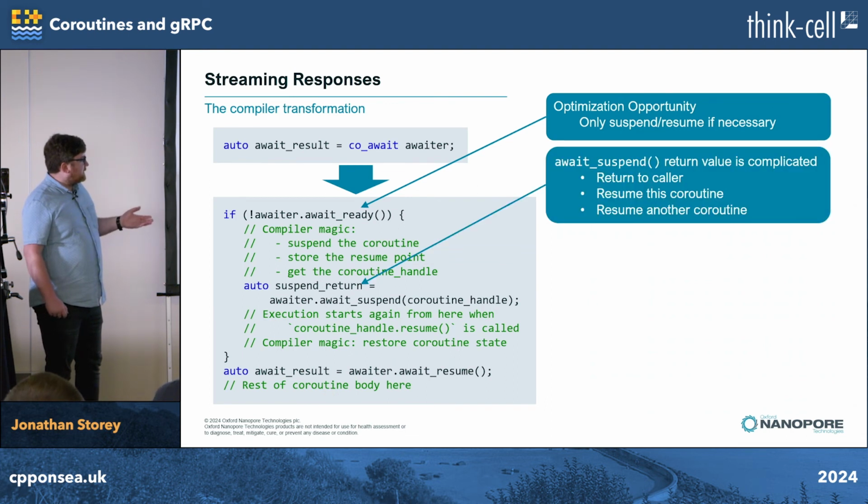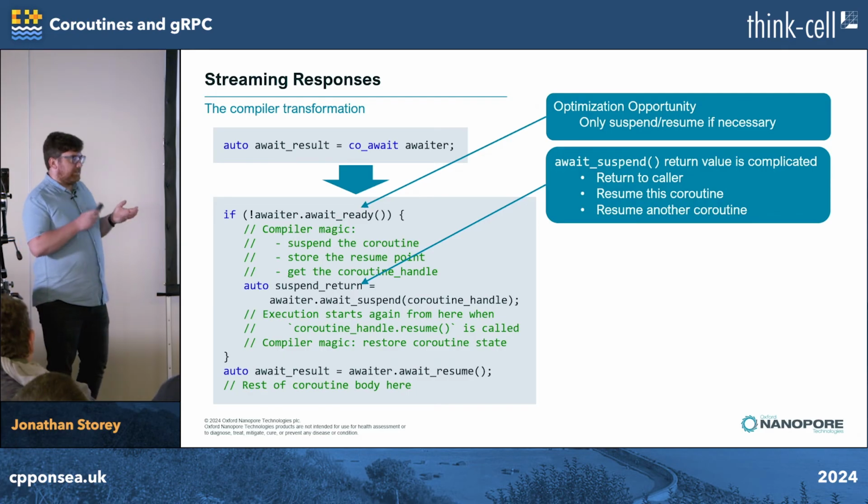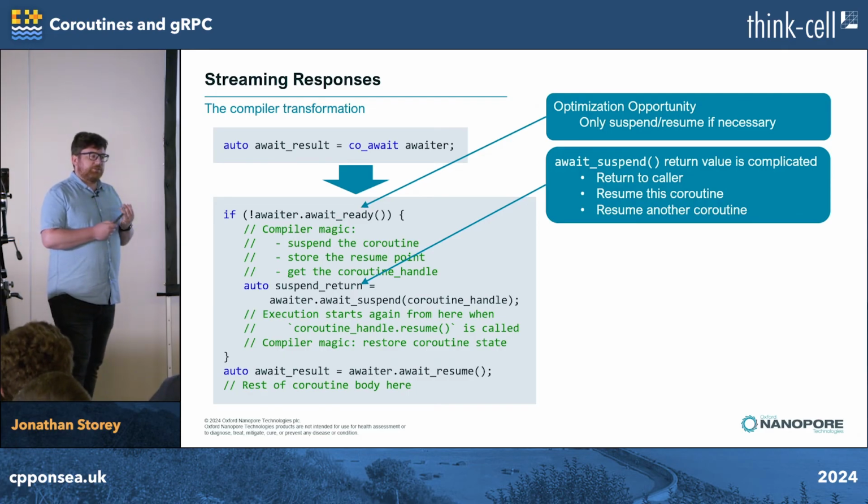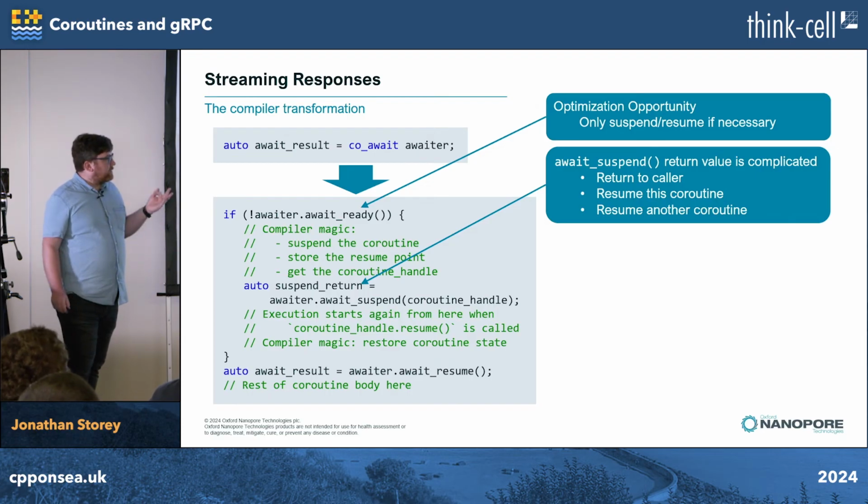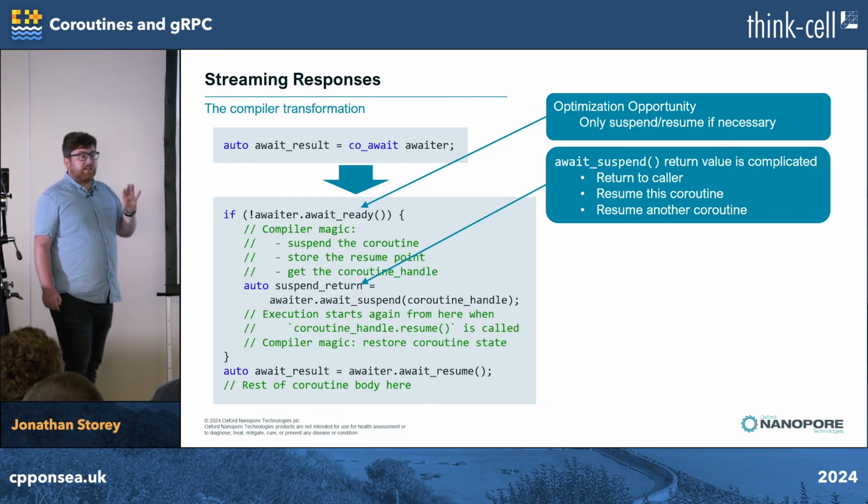Await suspend returns a value or returns void, and that's really quite complicated. But basically, you can either return to the caller, which is what we saw coroutines doing before. You can resume this coroutine. So if you realize in await suspend that actually your timer has already expired, you can just keep on going with your coroutine. Or you can resume another coroutine. And that last one is really important for nesting coroutines, something called symmetric transfer. Again, I'm not going to go into it.